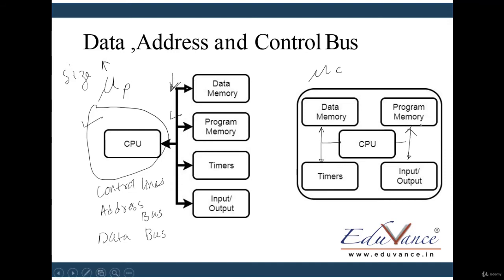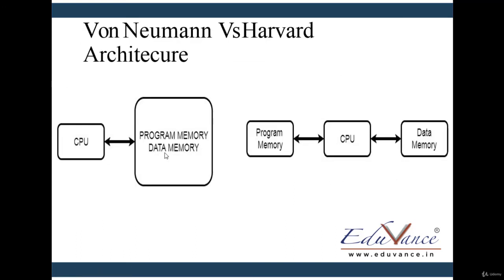So as you can see, the difference between microprocessor and microcontroller is that the microprocessor requires large area compared to microcontroller. So microcontroller is easy to interface and comparatively cheaper than microprocessor. So as you can see, the difference between the microprocessor and microcontroller. Now let us go ahead.